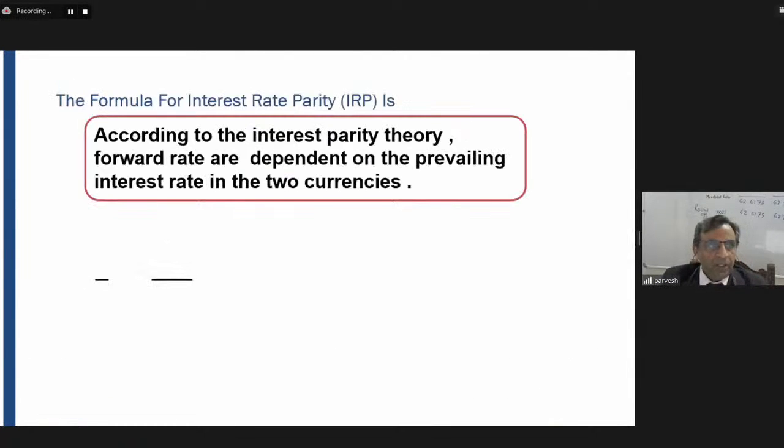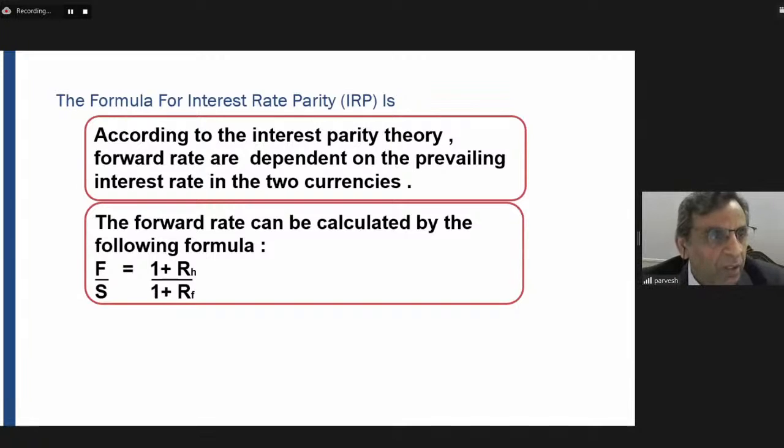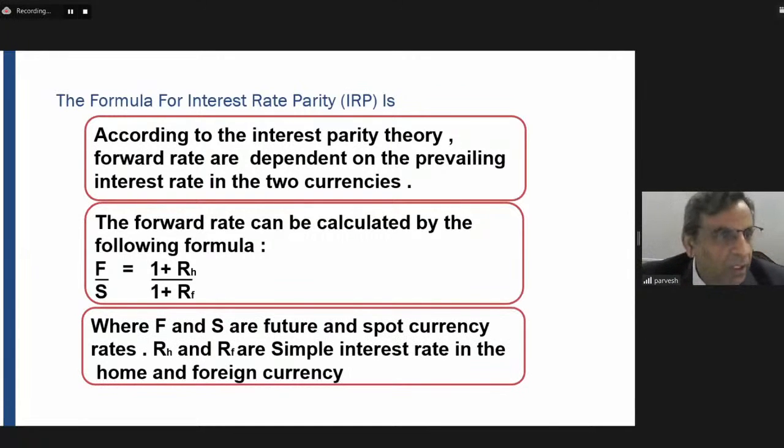Okay, so let's now begin with the formula for interest parity theory. According to the interest parity theory, the forward rates are dependent on the prevailing interest rates in the two currencies. So the formula is F upon S is equal to 1 plus the rate of interest of the home currency divided by 1 plus the rate of interest in the foreign currency, where F and S are the forward and the spot rates of the currency, and RH and RF are the simple interest rates in the home and foreign currency.